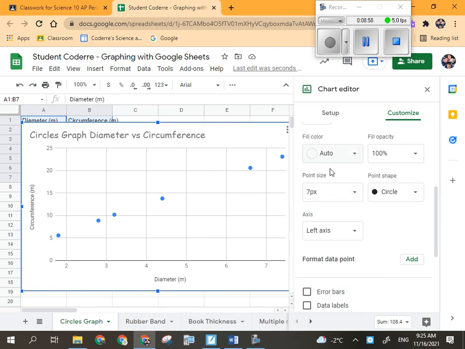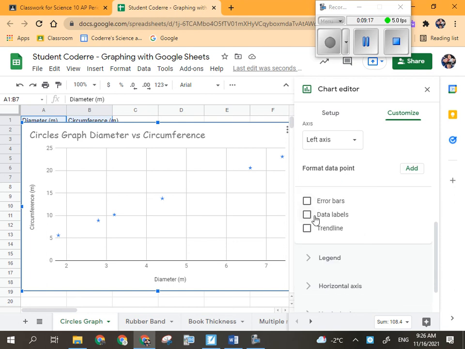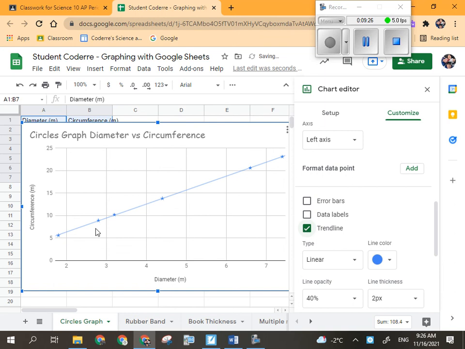I can change my fill color, all of that kind of stuff if I want to. Instead of circles, I can make them stars, whatever, it's up to you. If you're graphing more than one thing on the graph, then you might want to do that. The next thing we want here, we've got error bars, data labels, and trend line. We want to check the box for trend line. And once I do that, it draws my line of best fit, which for this graph just happens to go right through every point.